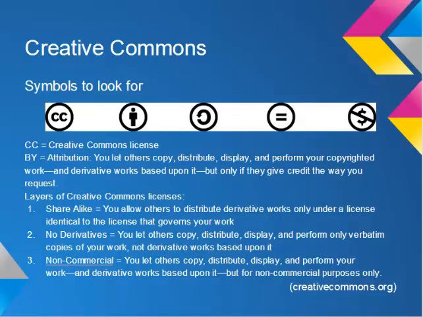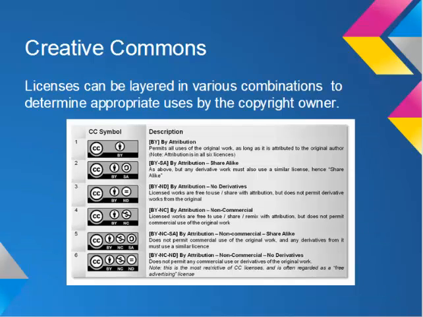The share alike allows others to distribute derivative works only under a license identical to the license that governs your work. A no derivative symbol lets others copy, distribute, display, and perform only verbatim copies of your work, not derivative works based upon it. And the non-commercial symbol lets others copy, distribute, display, and perform your work and derivative works based upon it, but for non-commercial purposes only. Creative Commons licenses can be layered in various combinations to determine appropriate uses by the copyright owner.